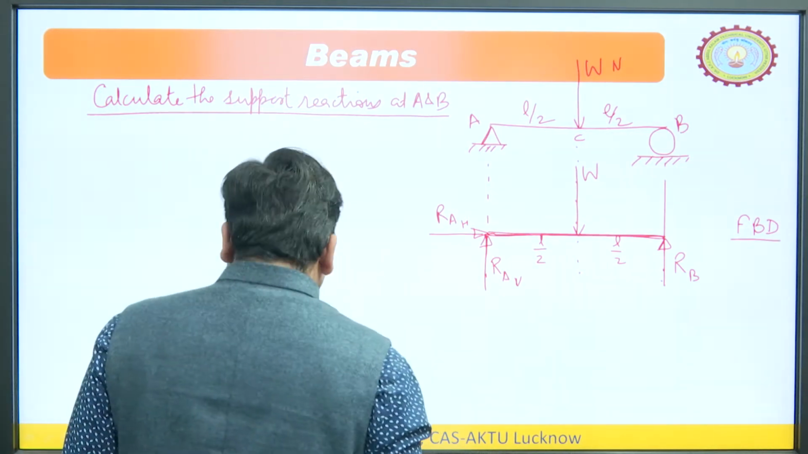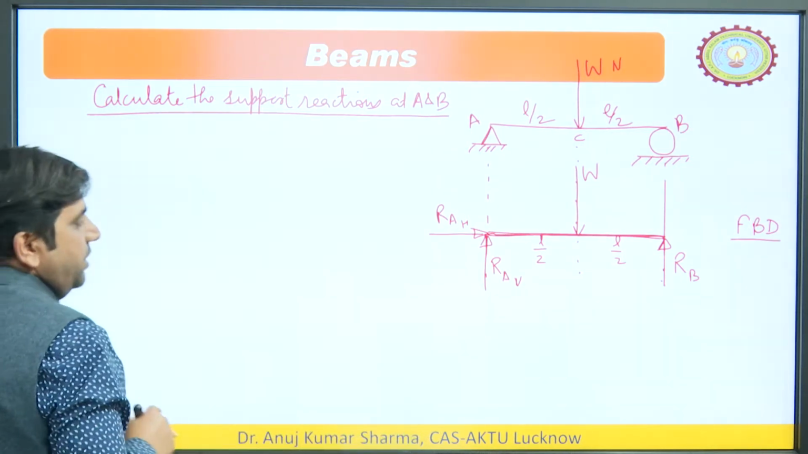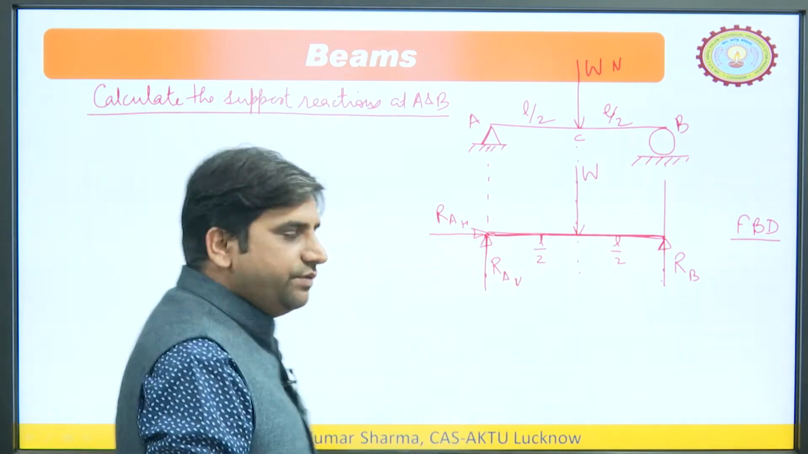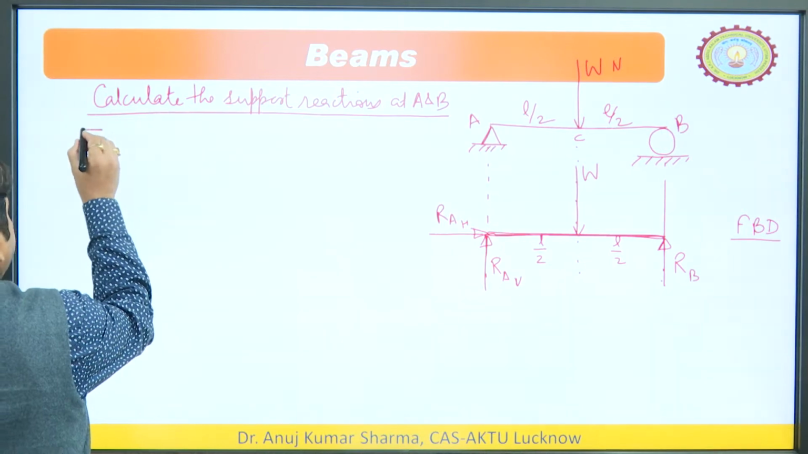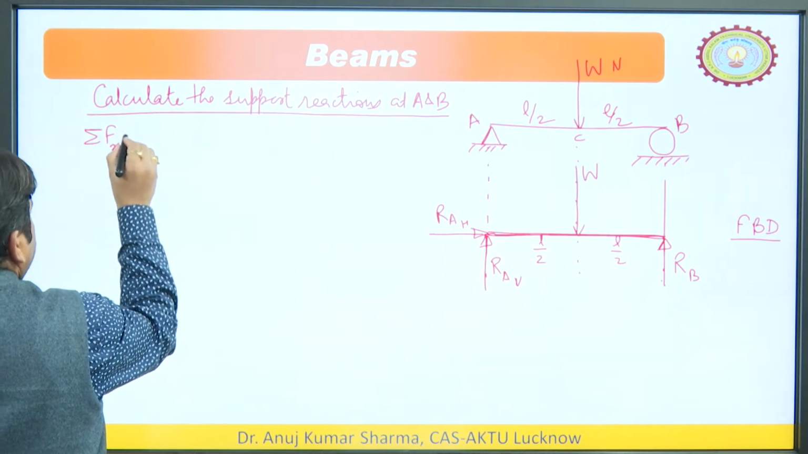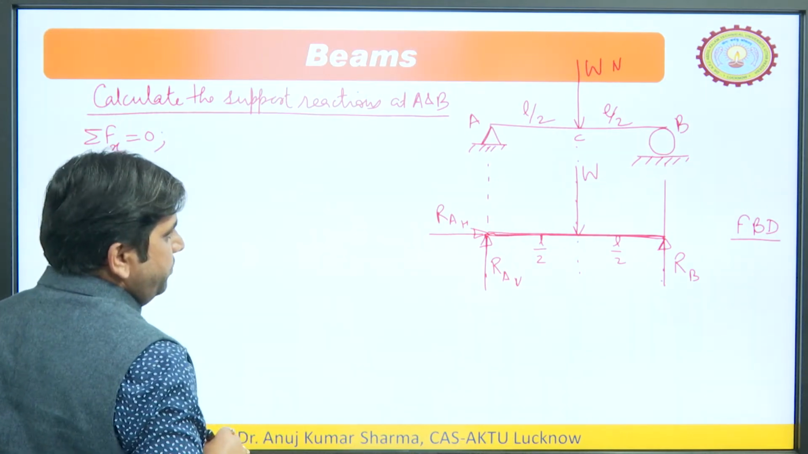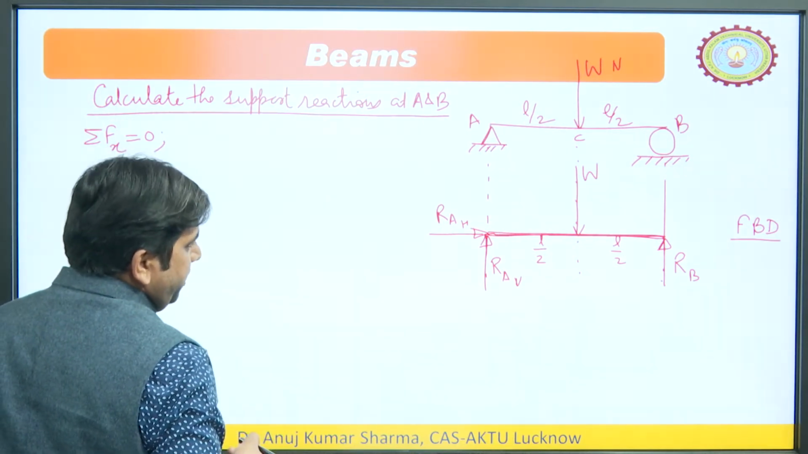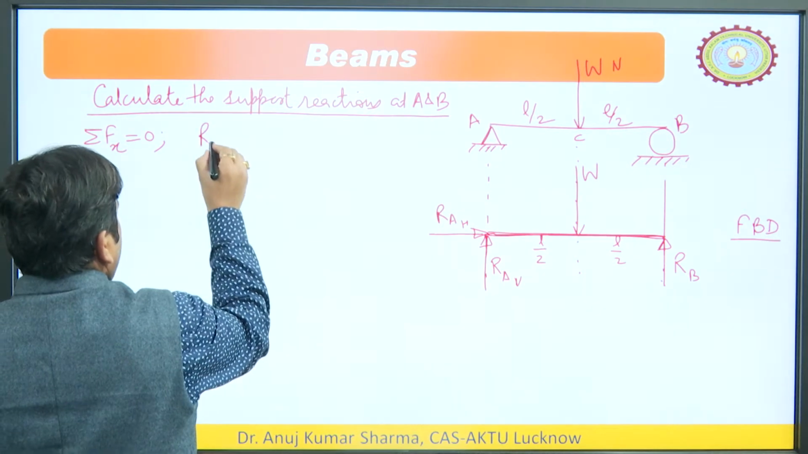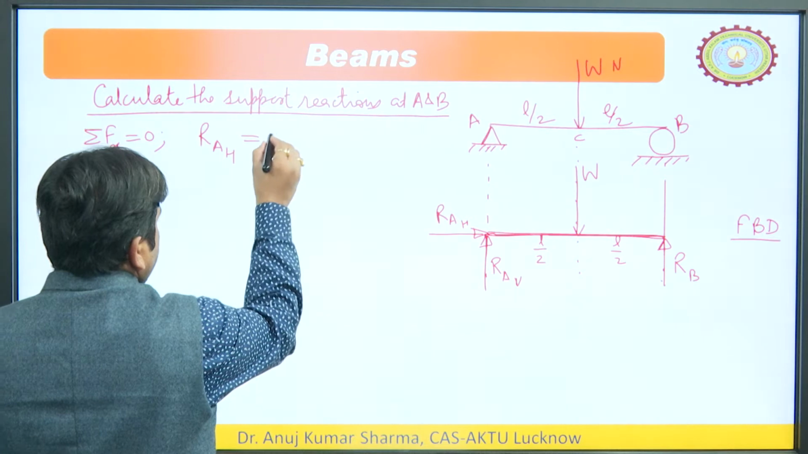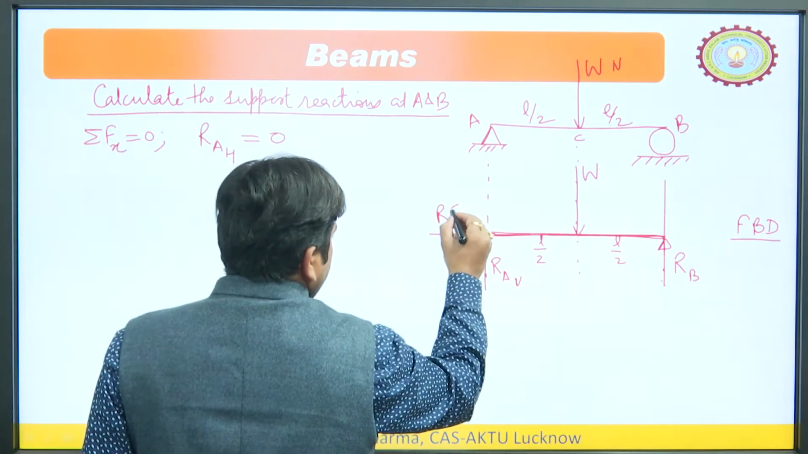Now we have three equations of equilibrium. If this beam is in equilibrium, it must fulfill these three equations. First, sigma F x equals 0. It means all the forces in the x direction should be 0. Unfortunately, we have only one force here. So, R A H equals 0. So, this force is equal to 0.